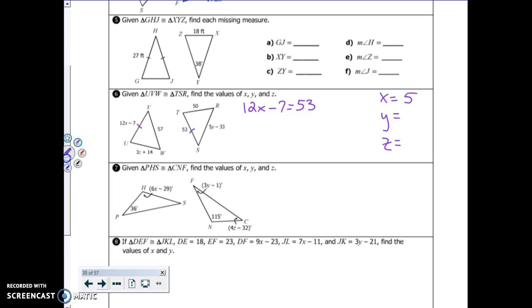So I hope this is a good introduction to congruent triangles, and we're going to be spending the rest of the time until Christmas break on these kinds of things and proving that triangles are congruent when we know other triangles are congruent, so it's tons of fun. All right, thank you very much.